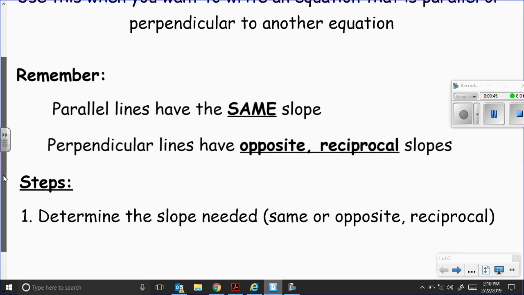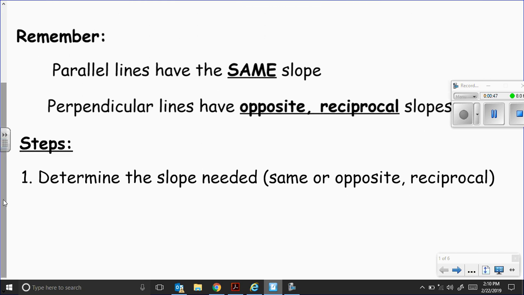First, you're going to have to determine the slope needed. Do you need the same slope or do you need the opposite reciprocal slope? And in some cases, you might actually have to figure out what the original slope is, either through looking at an equation or taking an equation from standard form to slope-intercept form.